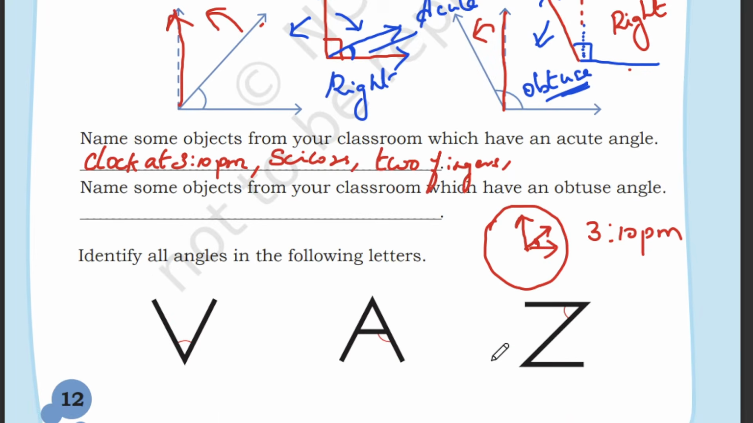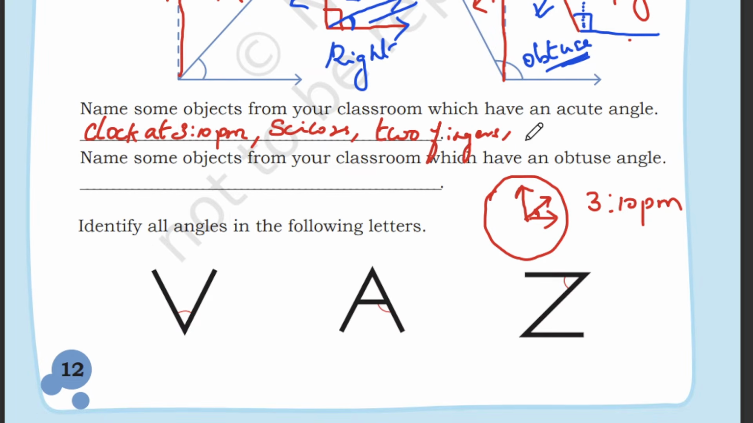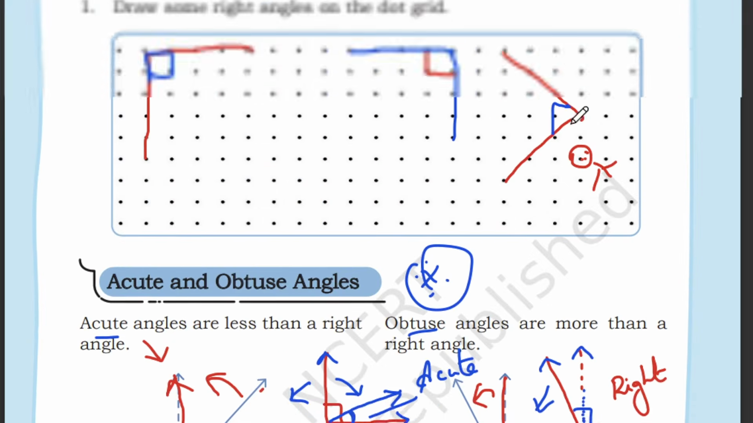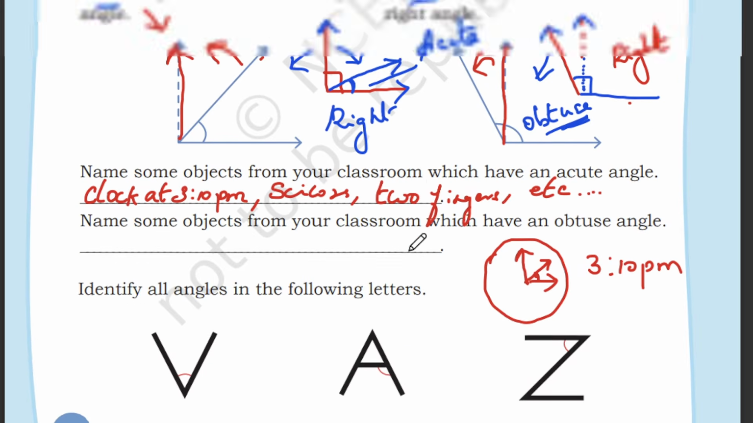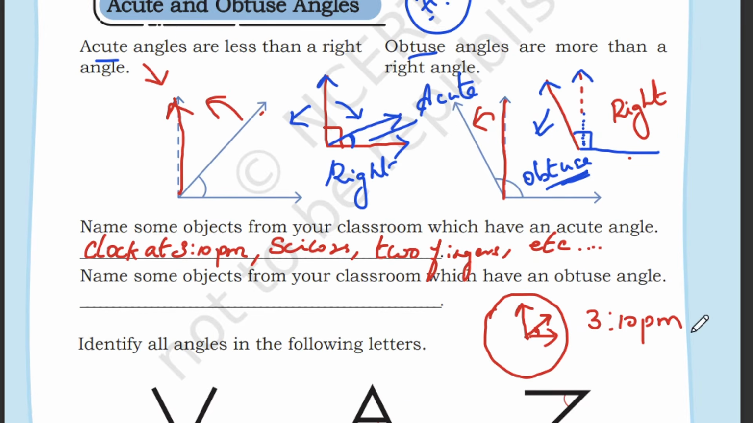Okay. So next we have many example students. You can collect many examples from your friends, your classmates, and your teacher also will give you a few more examples in your classroom. Okay. So next one, name some objects from your classroom which have an obtuse angle, which is greater than a right angle. So let's see a few examples for obtuse angle in our classroom.